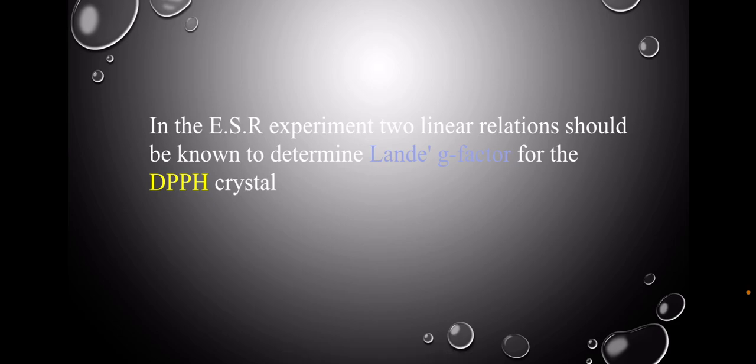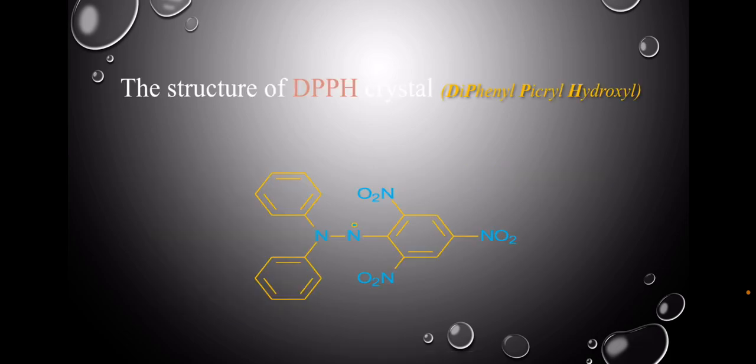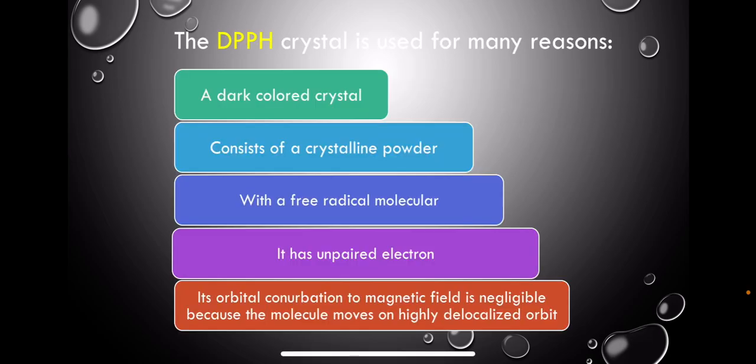So in this experiment, two linear relationships are used here. But first, I'm going to tell you why we use the DPPH crystal. Actually, the DPPH crystal has this structure, and it means it has one unpaired electron. And let me tell you what the short form stands for. It's diphenyl picryl hydrazyl.